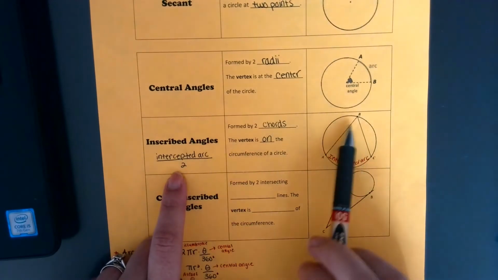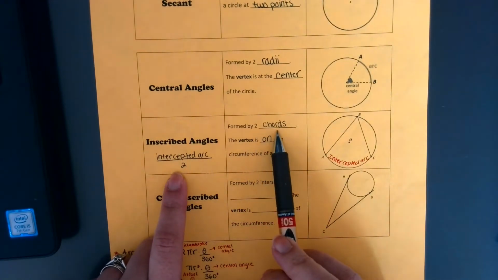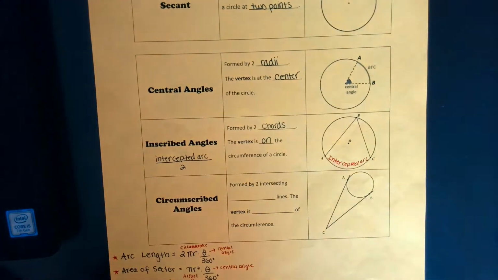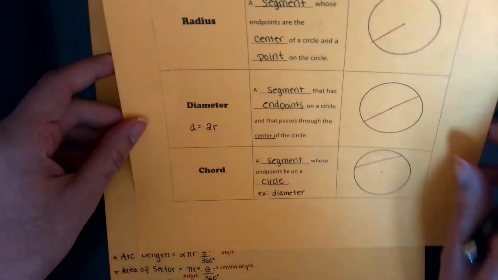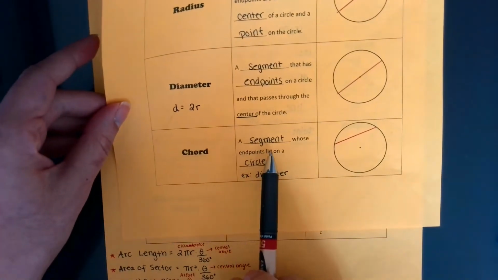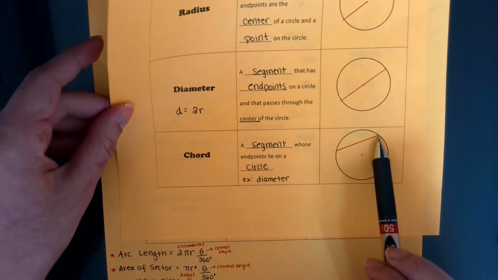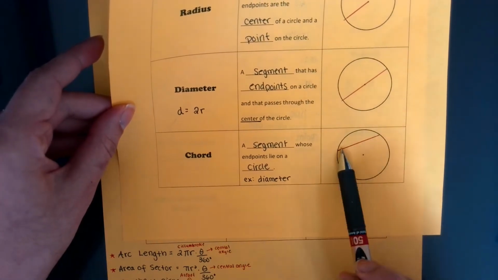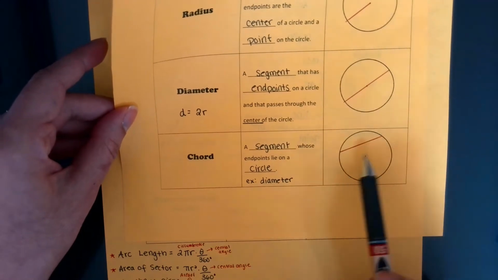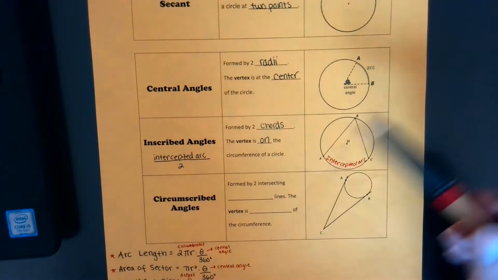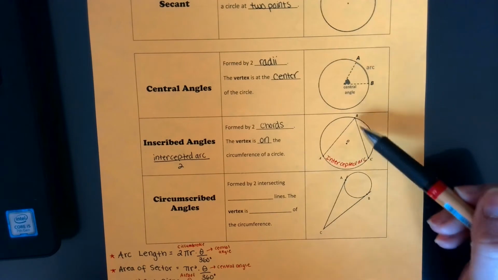An inscribed angle is formed by two chords. And if you're like, wait, what are chords? Let's go back to it. A chord is a segment whose endpoints lie on a circle. So this is a segment, the endpoints lie on the circle, and it could be anywhere around it. So for an inscribed angle, that's how it's formed, by two chords.